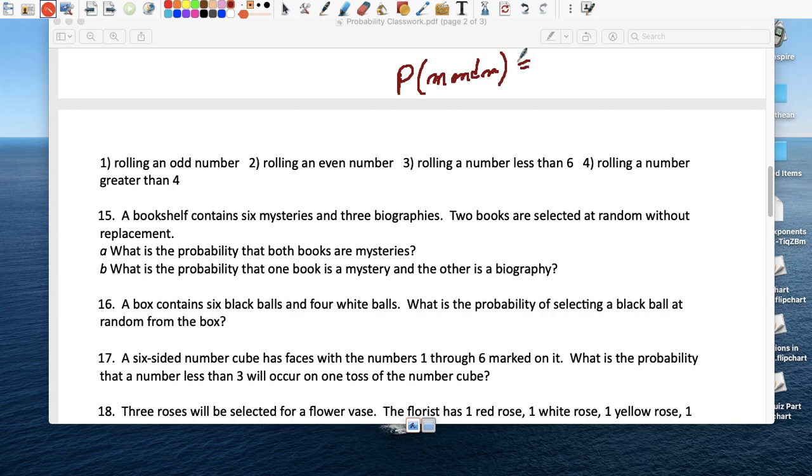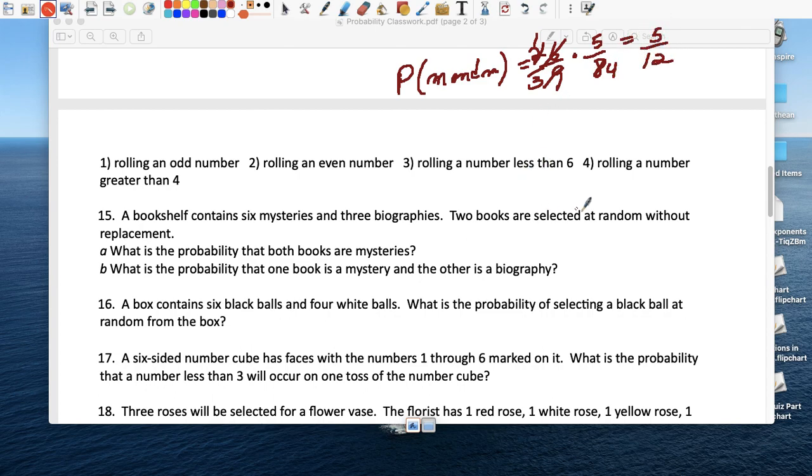If you select a mystery on the first try, it would be 6 out of 9. On the second try, it would be 5 out of 8 because you don't put the mystery book back. So now you have 5 mystery books, and we have 1 less in total, 5 over 8. Simplify 2/3, 1, 4. That gives you a 5 out of 12 chance.